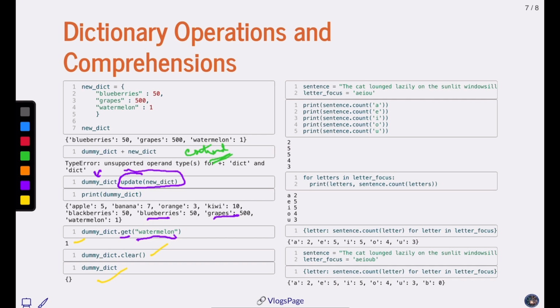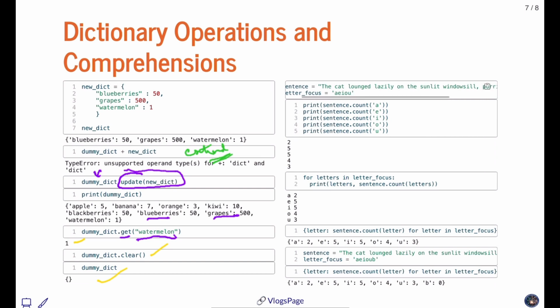Now let's get into dictionary comprehensions, which is very beautiful. Say for example, I have a long sentence: The cat lounged lazily on the sunlit windowsill, purring contentedly. Now the letters under focus are A, E, I, O, U. What I want is to count the number of vowels in the above sentence. How do I do that?